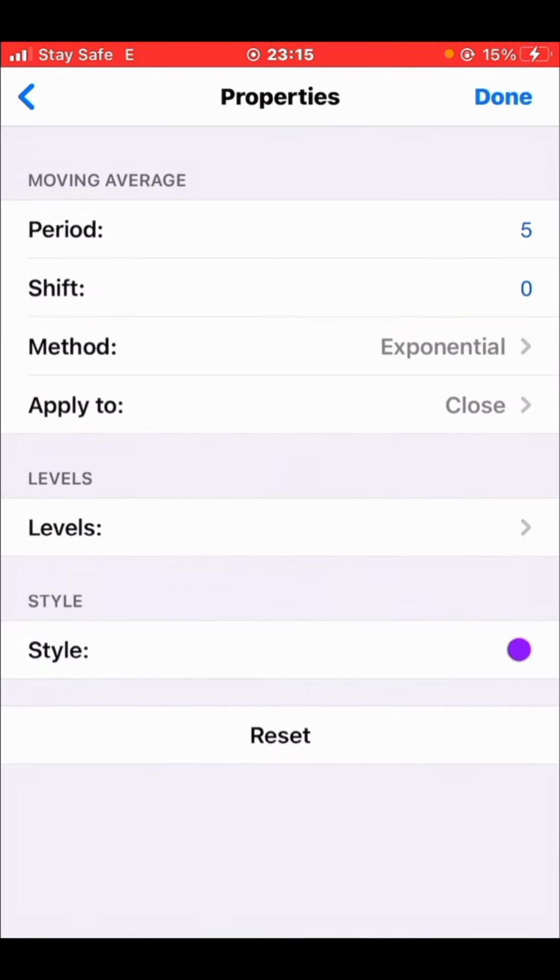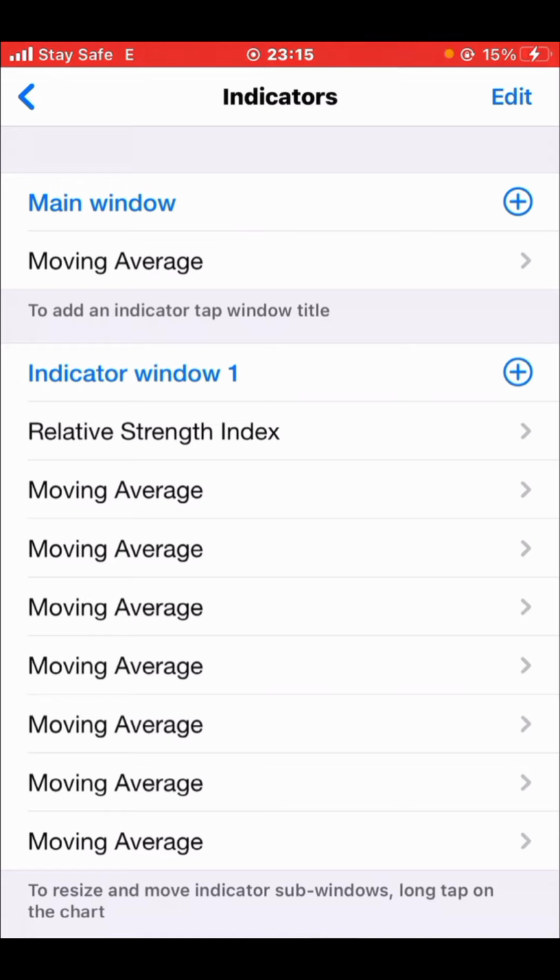The next one is moving average period 5, shift 0, method exponential, apply to close, style. This is the color; you can use anything you want. Don't mind the fixed zones, or you can use the fixed zones. You can use anything you want. Just make sure the structure looks exactly like mine. This is the one I give to you.